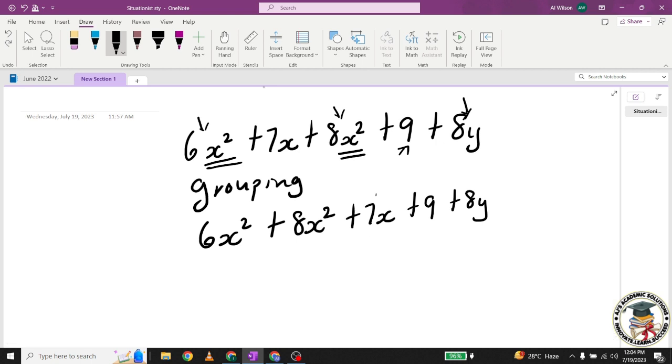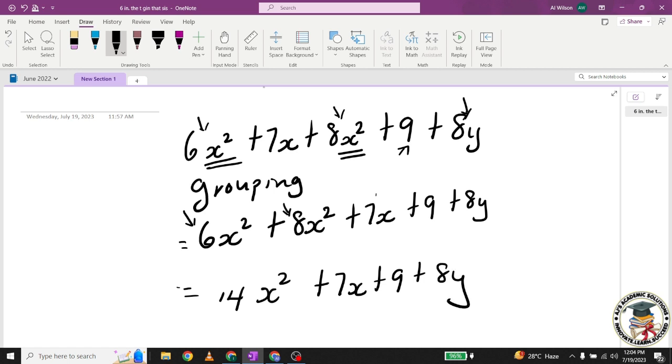Moving into our final part now, we write back our x squared, and then we look at the coefficients, which would be 6 and 8. 8 and 6 is 14. So we have 14x squared plus 7x plus 9 plus 8y. And that would be our answer. So remember, what you're doing is you're looking for what is similar and you group them together. Then you go on to either add or subtract based on what you actually have to do.